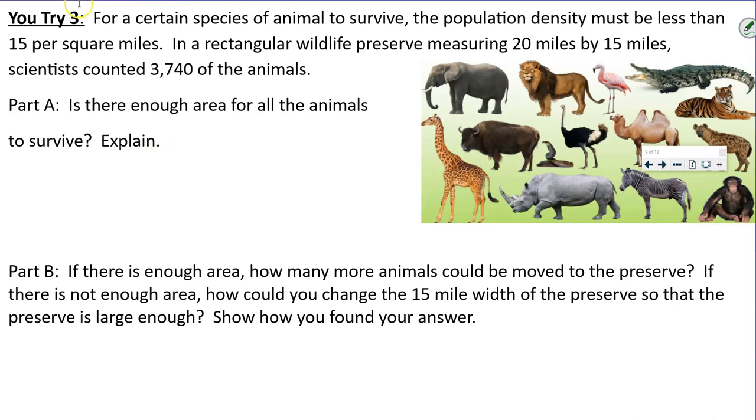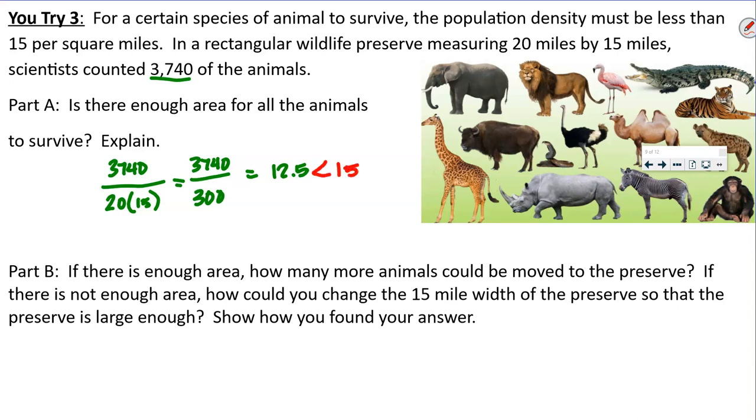So here we have 3,740, and we're going to divide that by our 20 by our 15. So that's going to be 3,740 divided by 300, and when I did that, I got 12.5. So how does 12.5 animals compare? It says it must be less than, and that is less than, isn't it? That is less than 15. So is there enough area for the animals? The answer is yes, and that's why right there.